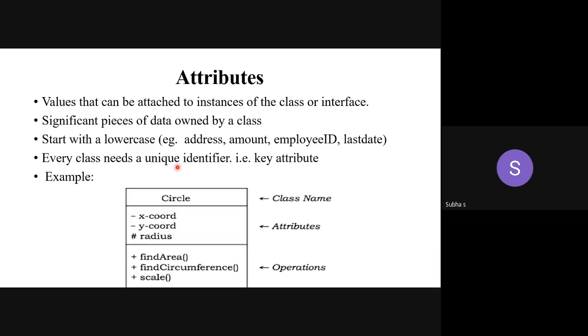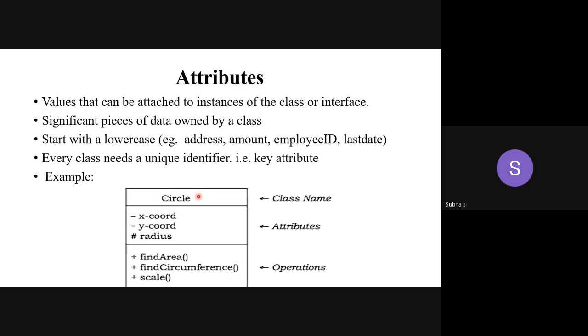Okay, and also every class needs a unique identifier. That is called a key attribute. In DBMS you might have studied primary key, foreign key, and all. With the primary key, we can access the entries in other tables also. Like that, here also you can have a key attribute. With that attribute, you can refer to the other classes also. Yes. So this is a simple example.